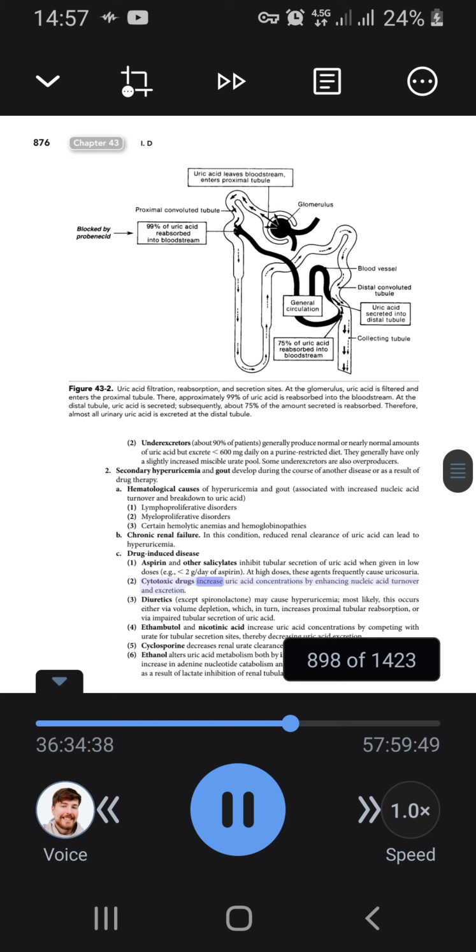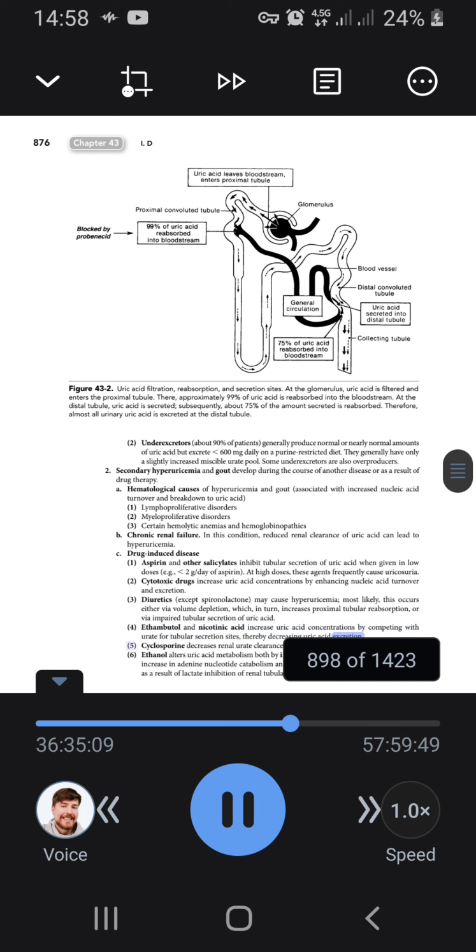Cytotoxic drugs increase uric acid concentrations by enhancing nucleic acid turnover and excretion. 3. Diuretics, except spironolactone, may cause hyperuricemia. Most likely, this occurs either via volume depletion, which, in turn, increases proximal tubular reabsorption, or via impaired tubular secretion of uric acid. 4. Ethambutol and nicotinic acid increase uric acid concentrations by competing with urate for tubular secretion sites, thereby decreasing uric acid excretion.